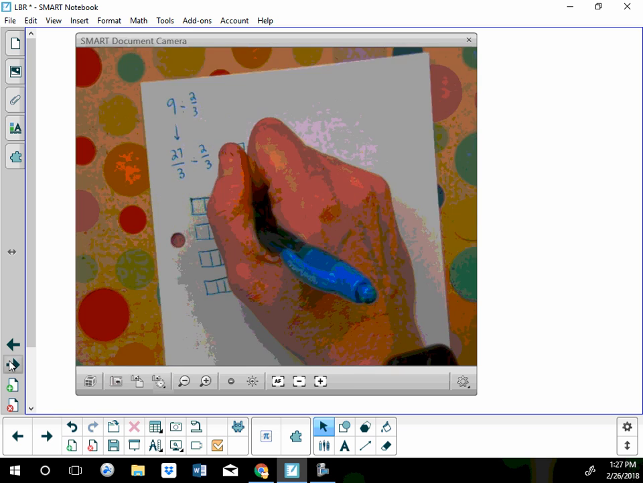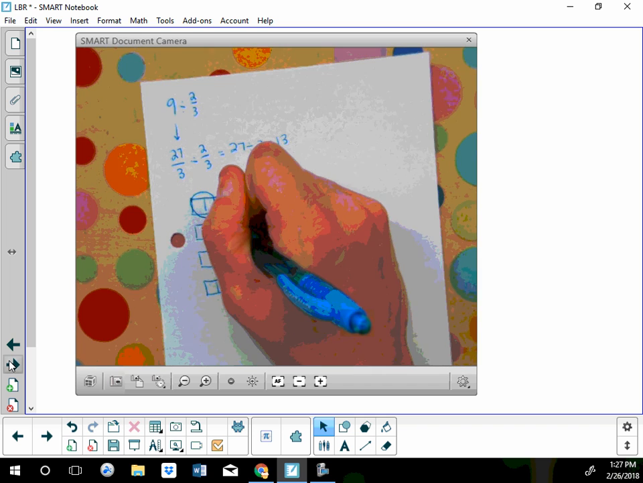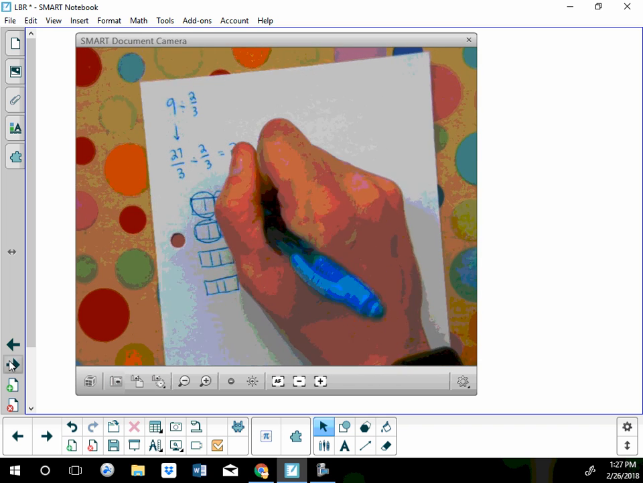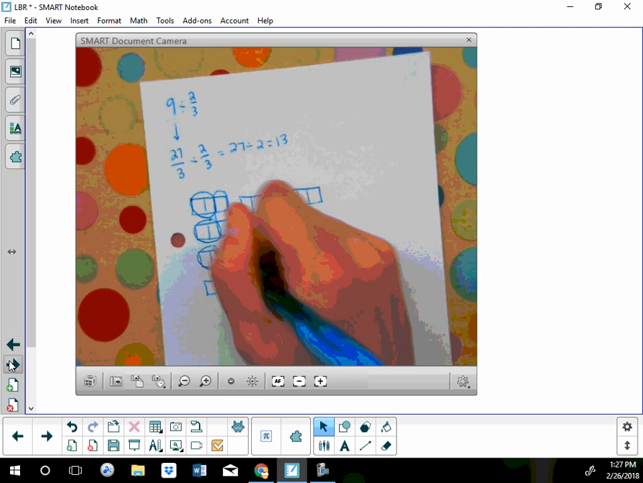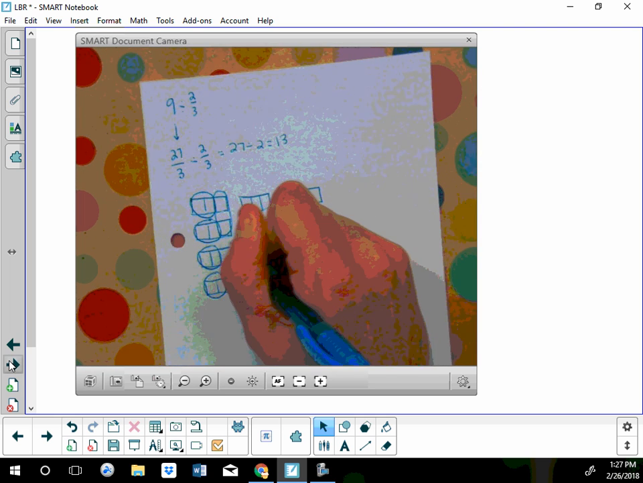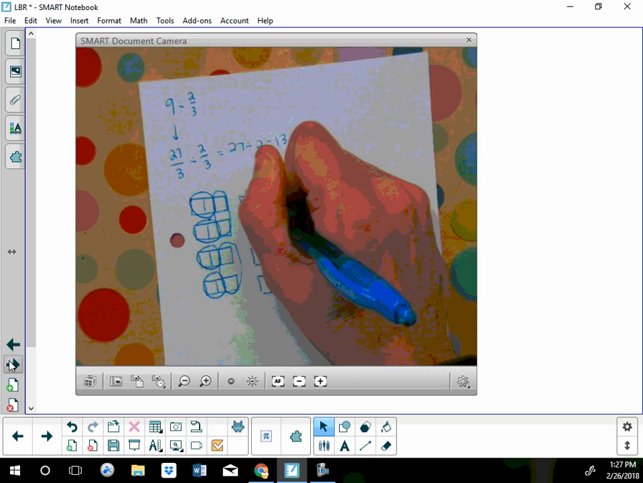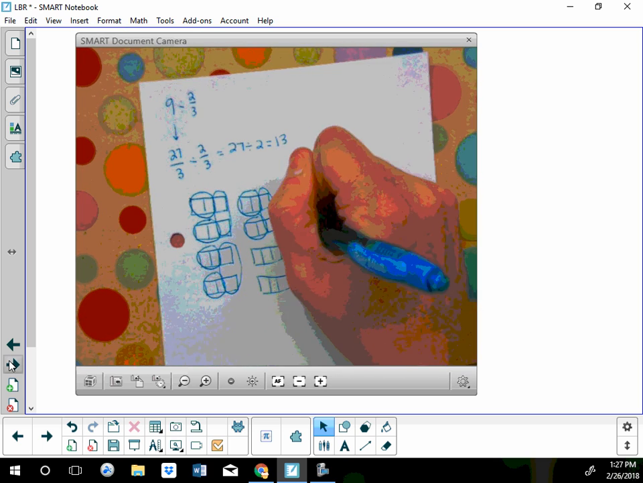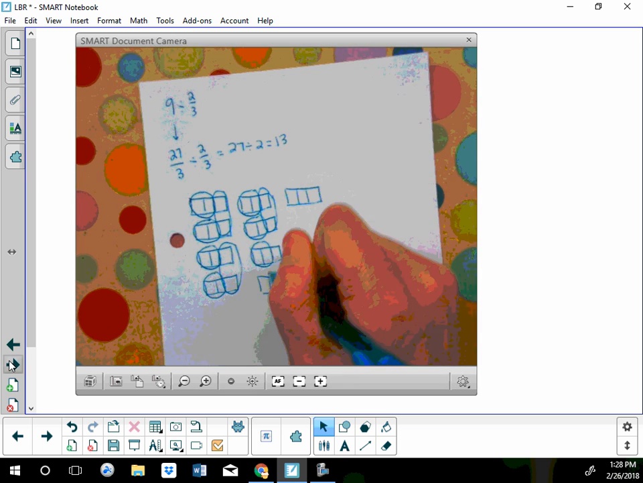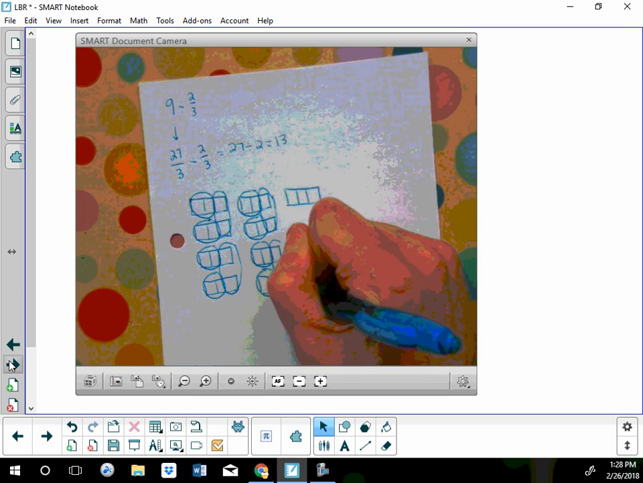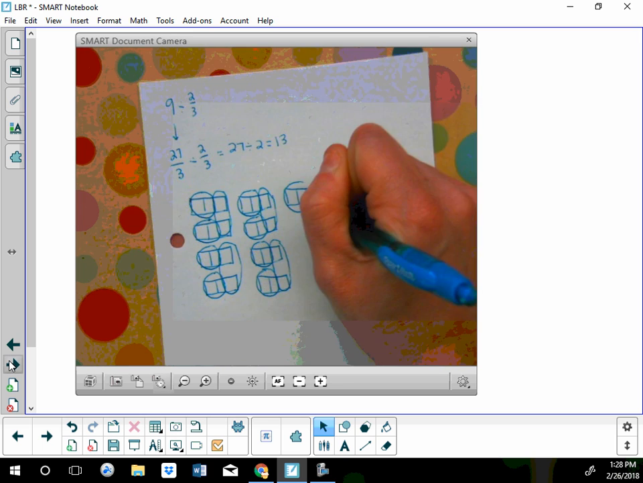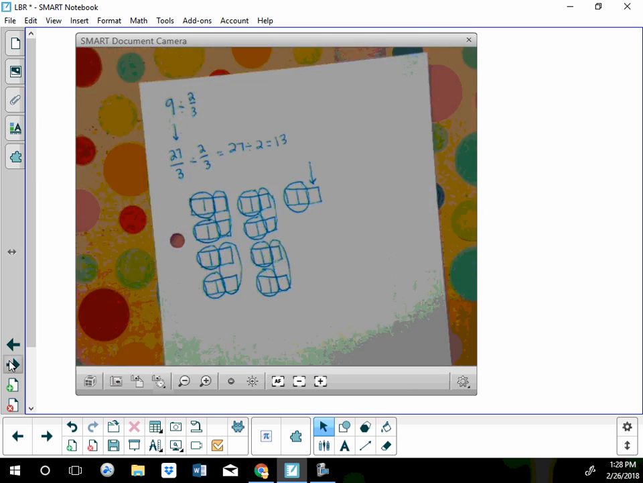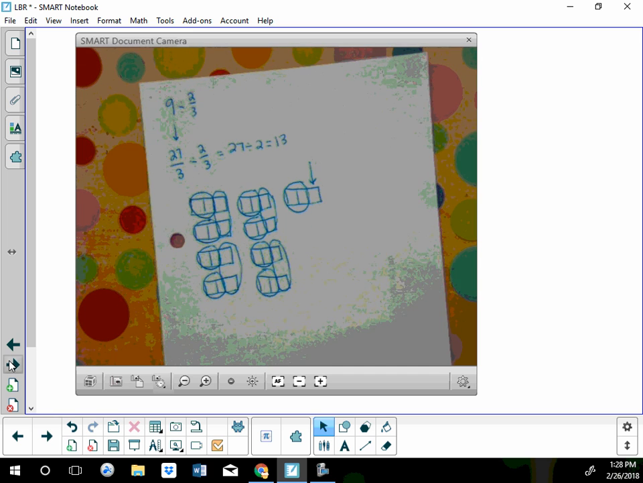So here's 1 group of 2/3, 2 groups of 2/3, 3, 4, 5, 6, 7, 8, 9, 10, 11, 12, and here's that 13 that Kyler was talking about. But then we have this piece left over. William, how big is that piece? Okay, it's 1/3. So we have 1/3 left over.